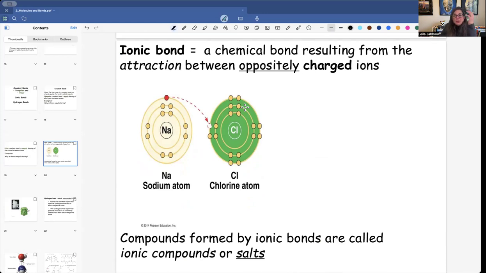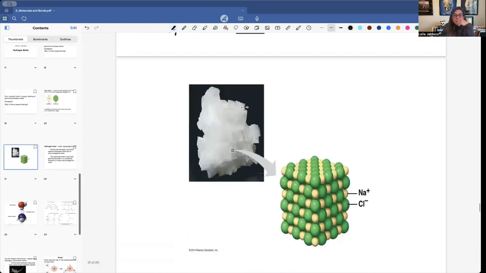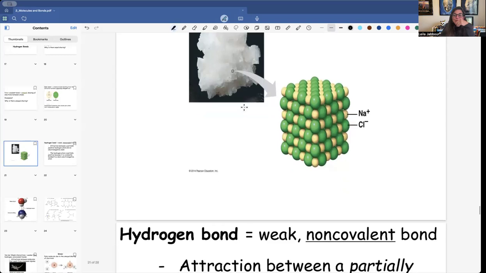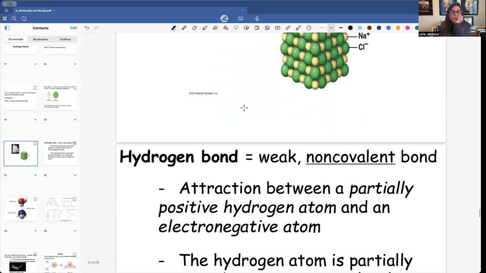So compounds formed by ionic bonds are called ionic compounds or salts. This example of a salt is very, very neatly organized.